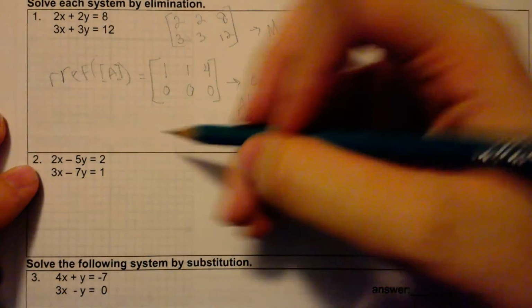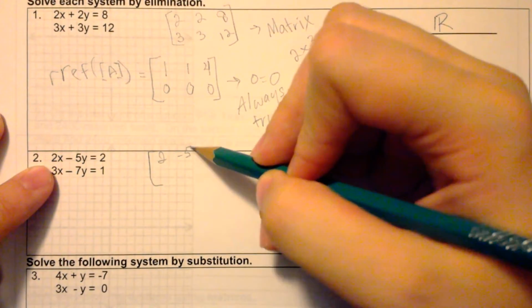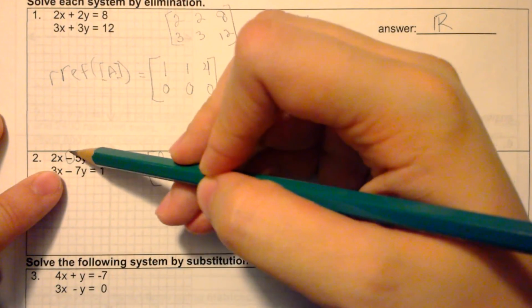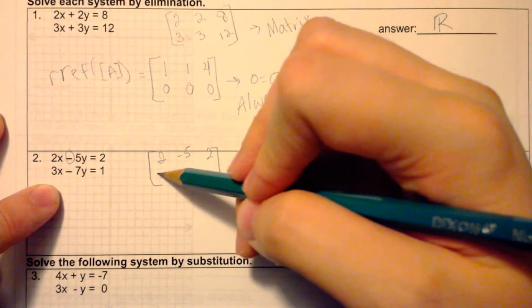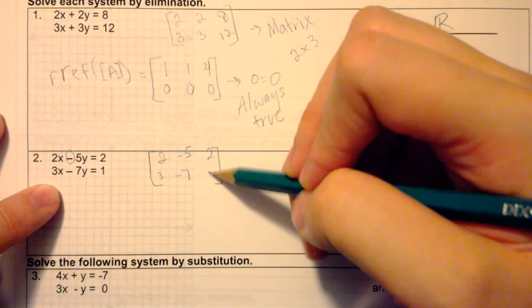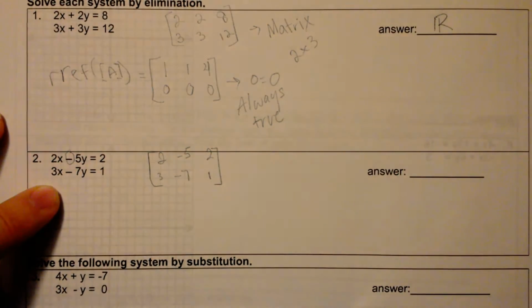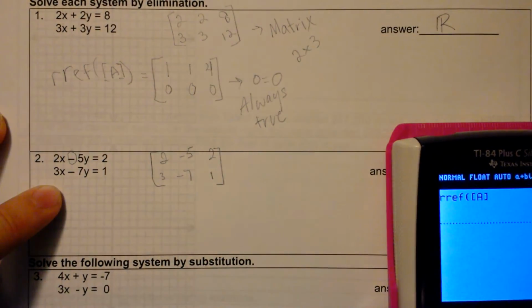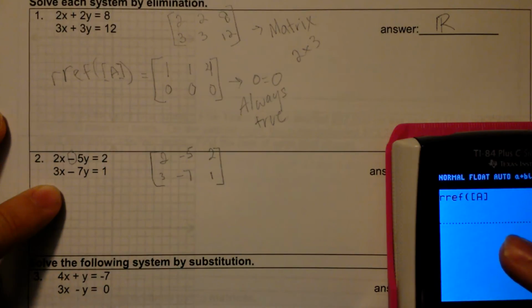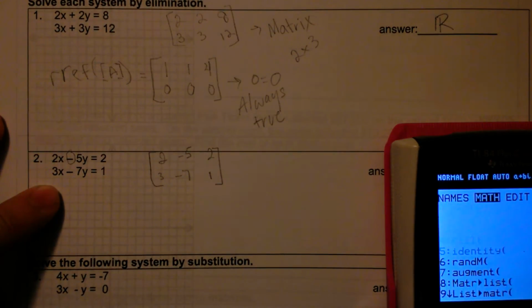So the next one, I'm going to do the same thing. I have a 2 by 3 matrix. Yes, it's negative because I have a minus. So now I'm going to put that in the calculator. I'm going to do the same thing. If I already have our REF of A in my history, I don't want to clear it. I just want to go in and edit A.